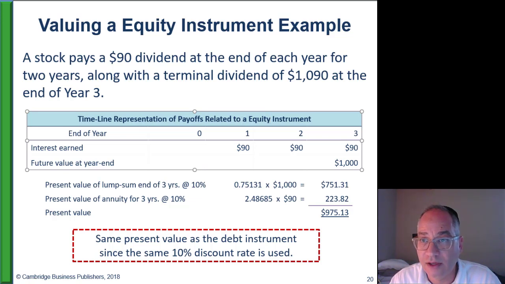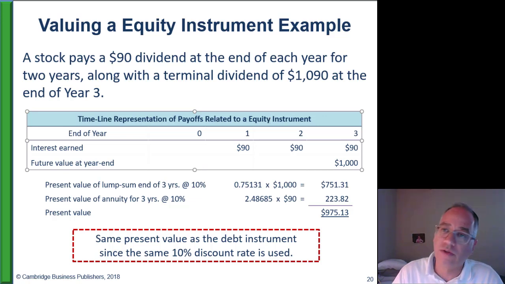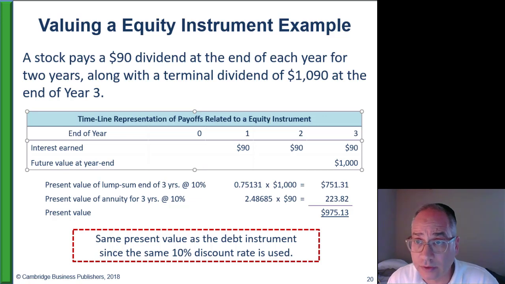$975.13. So really when you're valuing an investment, all you want to do is project the future cash flows and then find the present value of those cash flows, and that's what the value of the investment is, whether it's debt or equity, options, anything else at all. This is how we value investments.